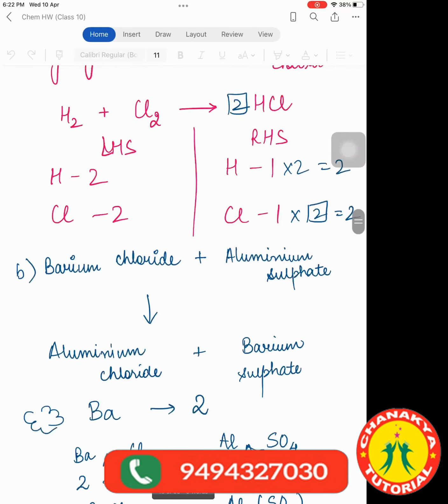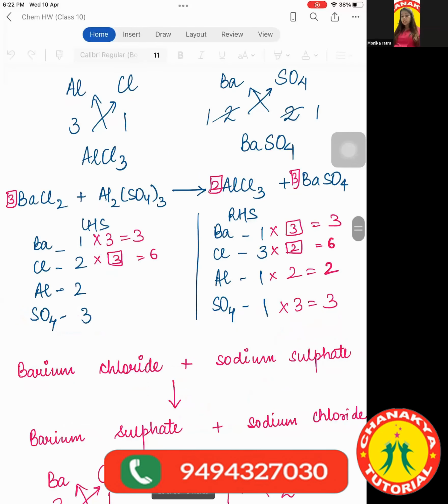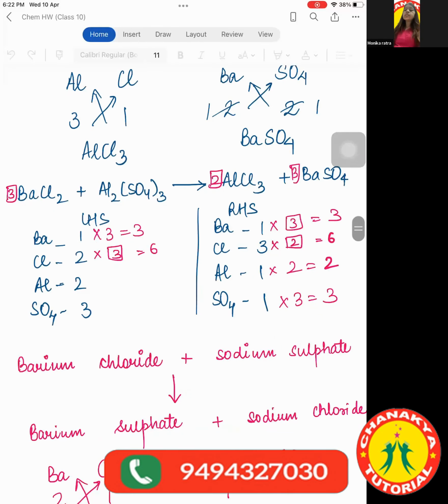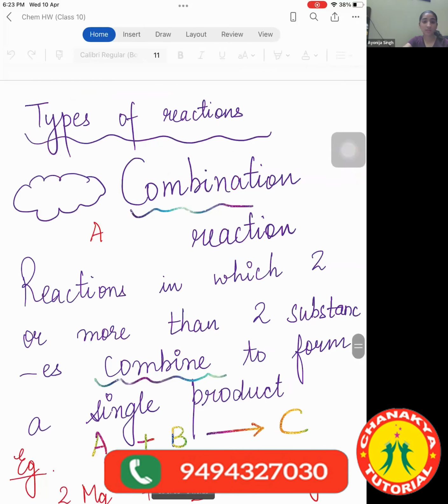It's the exchange of what ions, viewers? Right? Yes. This is the reaction in which the exchange of ions takes place, right? Ainaja, what is a displacement reaction? Ma'am, it is the reaction in which a more reactive element displaces a less reactive element.